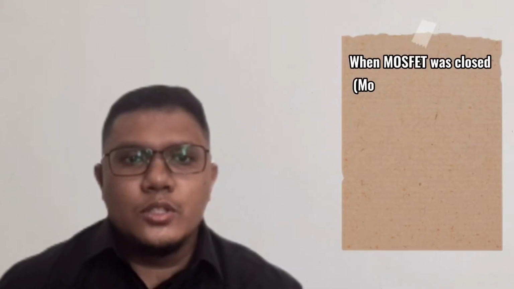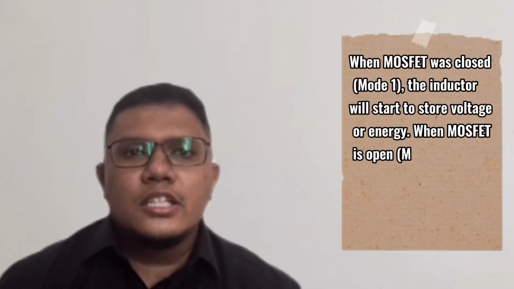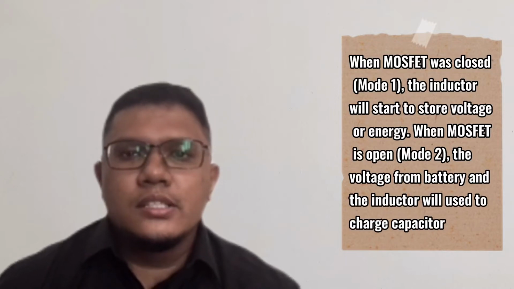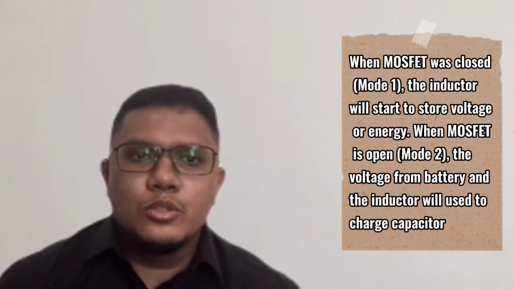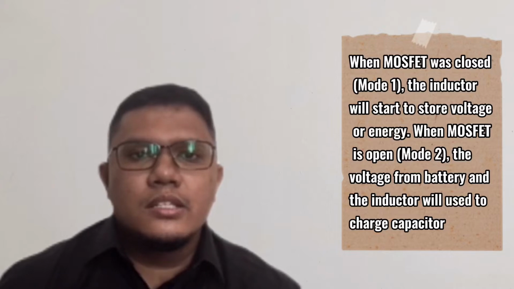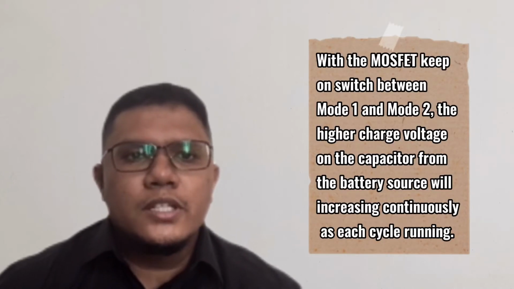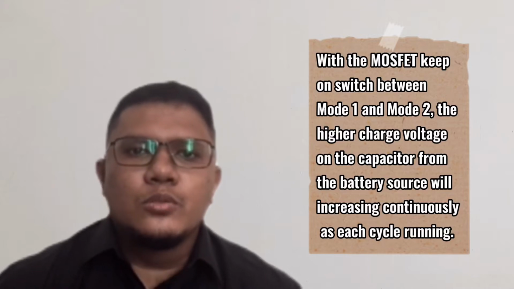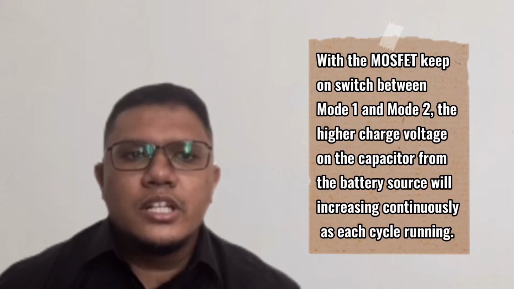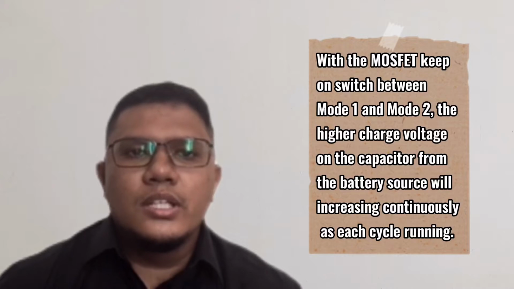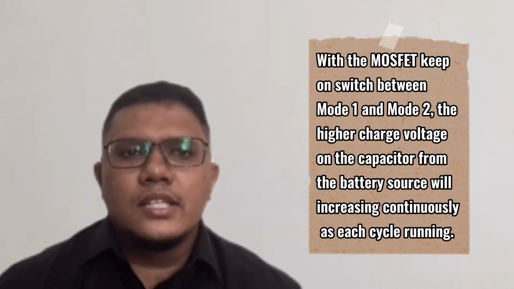When the MOSFET is closed in mode 1, the inductor will start to store voltage or energy. When the MOSFET is open in mode 2, the voltage from the battery and the inductor will be used to charge the capacitor. With the MOSFET continuing to switch between mode 1 and mode 2, the charge voltage on the capacitor from the battery source will increase continuously as each cycle runs.